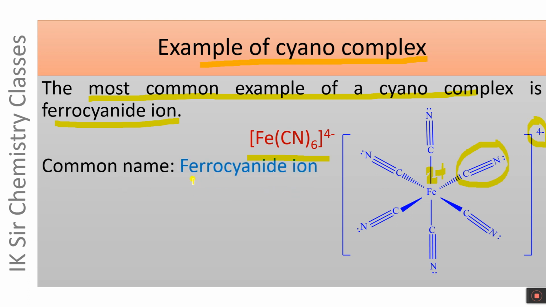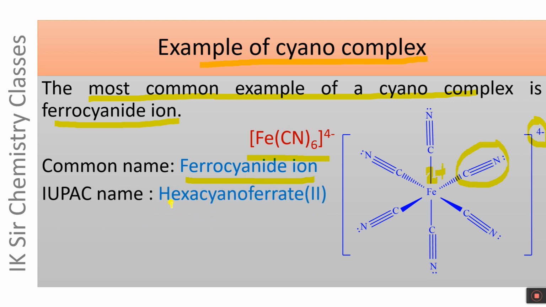Its common name is ferrocyanide ion, while the IUPAC name is hexacyanoferrate(II). Please note that the name of a negative coordination sphere ends with the suffix -ate, and the oxidation number of the central metal ion is written just after the name of coordination sphere within small brackets in Roman numerals.